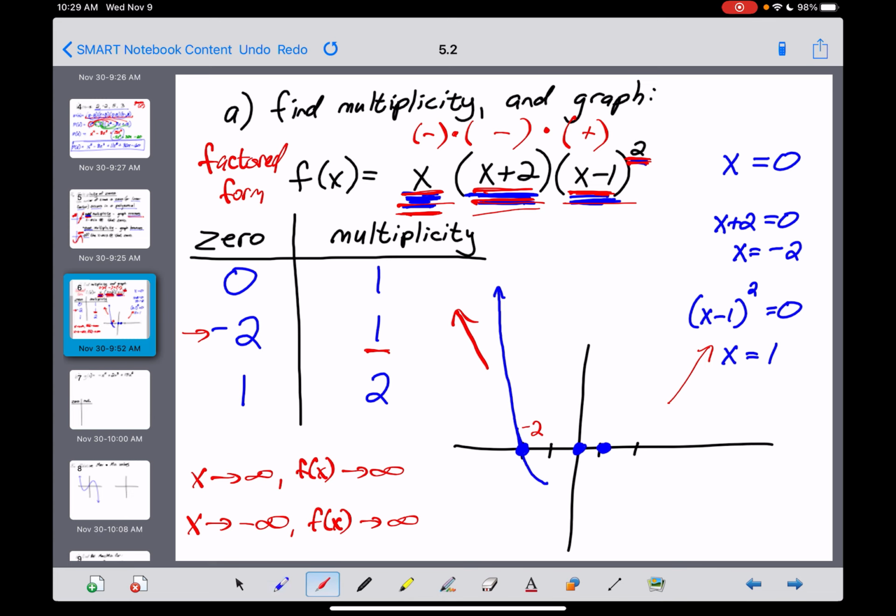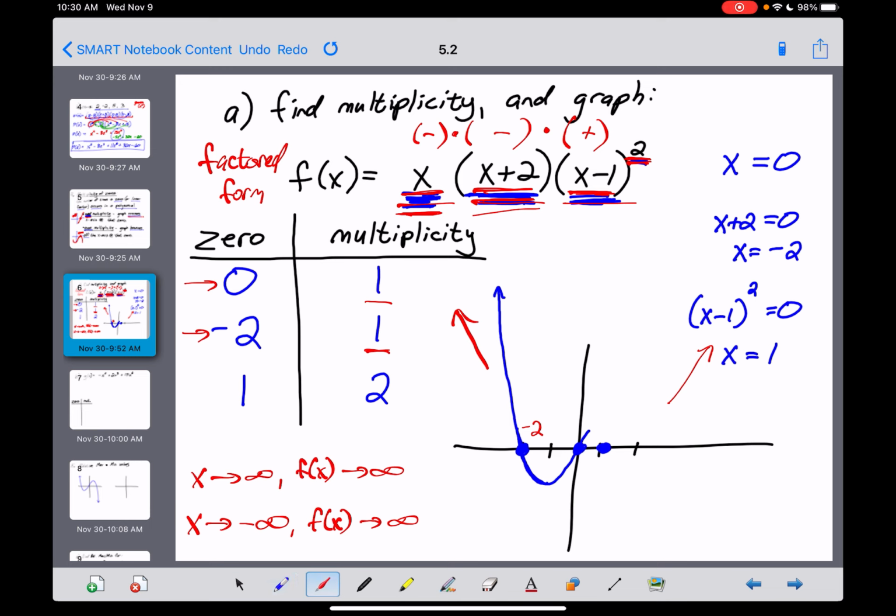Our next zero is going to occur at 0 right here, where again we have a multiplicity of 1. And that means once again that this graph crosses through the x-axis at x equals 0. So yeah, I was right about that too. It's going to come above the graph like this.